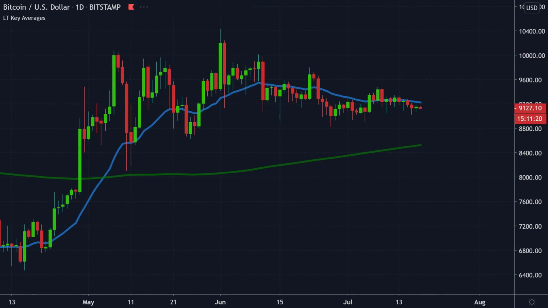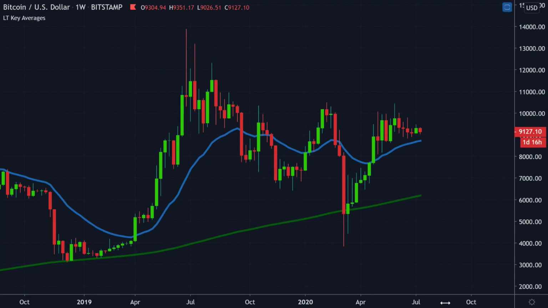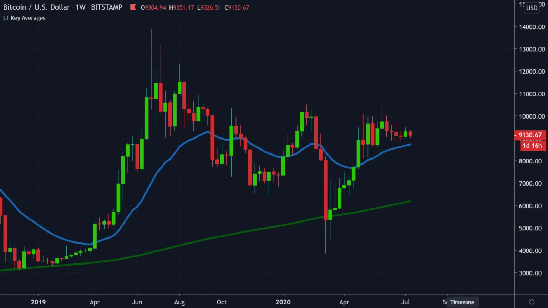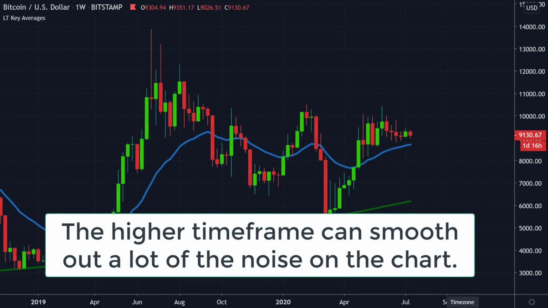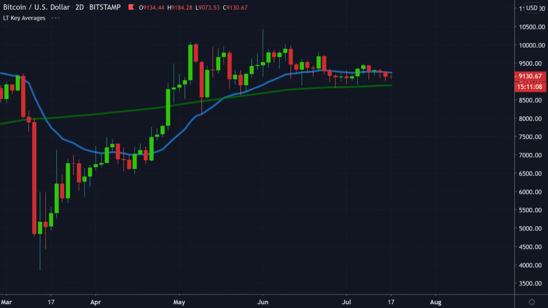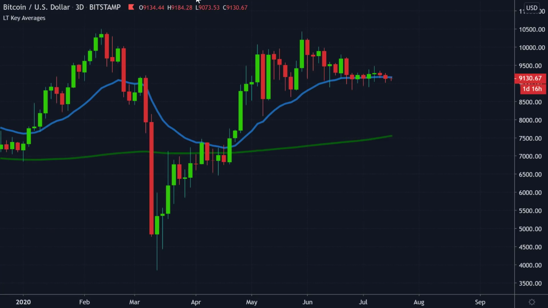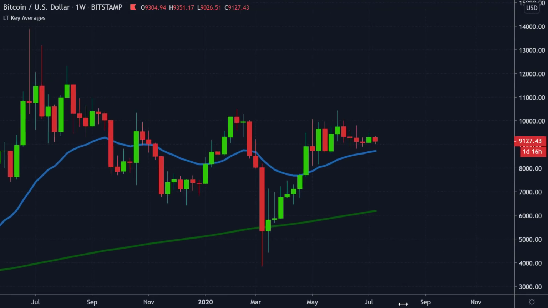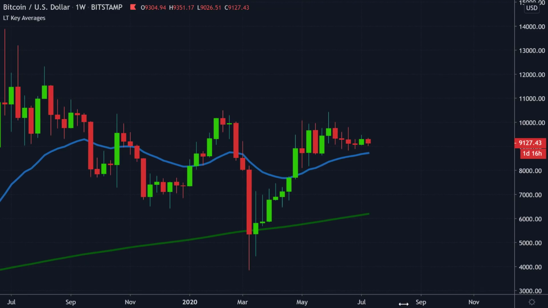Let's go on a higher time frame, the weekly chart. It's always a good idea to have a look at the higher time frame, as I'm sure you probably know, because it actually smooths out a lot of the noise that you see on the chart. So this is the weekly chart, for example. Let me also show you, this is the 2-day chart, the 3-day chart, and the weekly chart. I do like to take a look at the mid-range time frames, like 2-day, 3-day. But anyway, here we have the weekly chart.